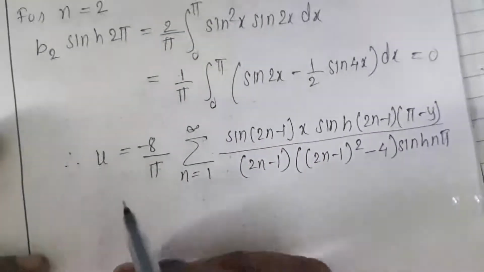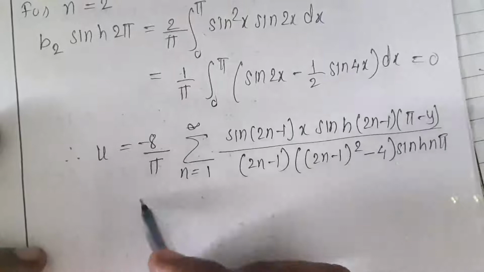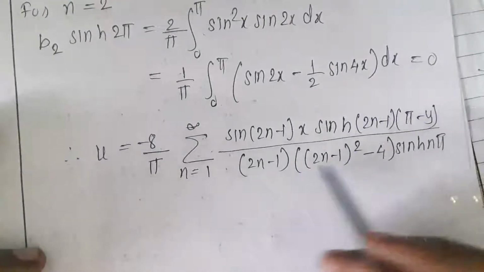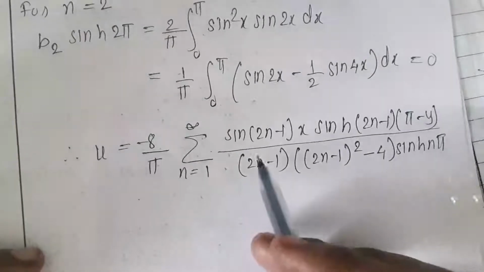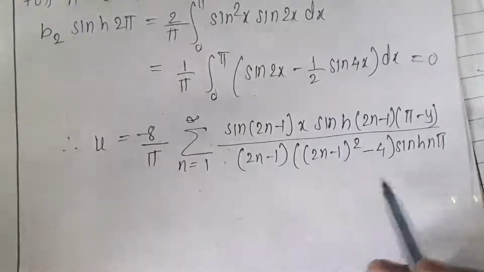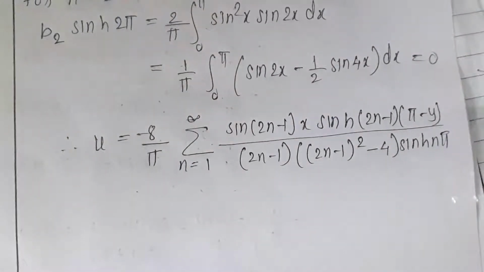So substituting that value here, u is equal to minus 8 by pi summation n is equal to 1 to infinity, and we are getting this answer only for odd terms. So replace n by 2n minus 1 everywhere, you will get this answer. Thank you very much.